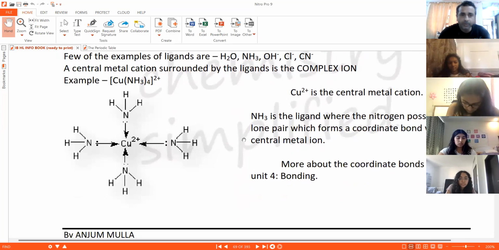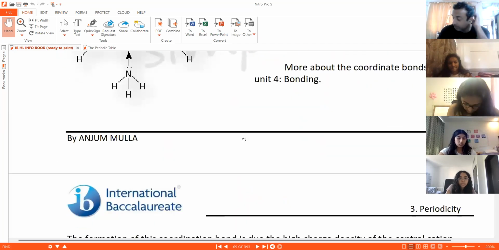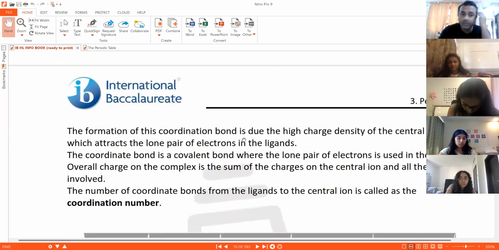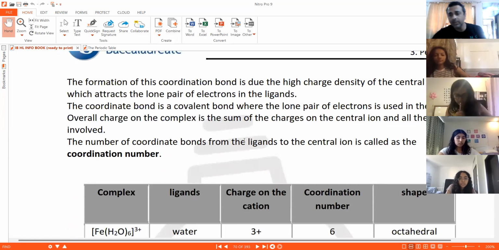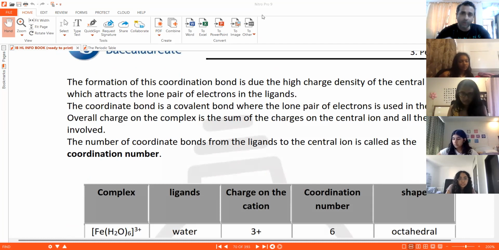Okay, so we saw how to write the formula of the complex ion and the complex compound. Next is coordination number. Coordination number is the number of coordinate bonds formed with the central metal ion. Total number of coordinate bonds formed with the central metal ion.